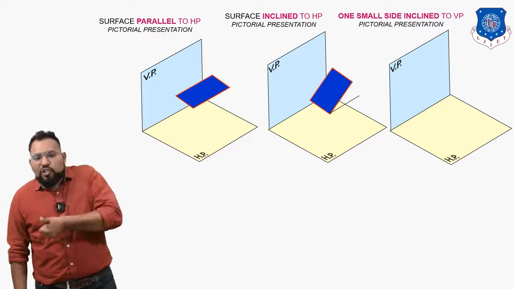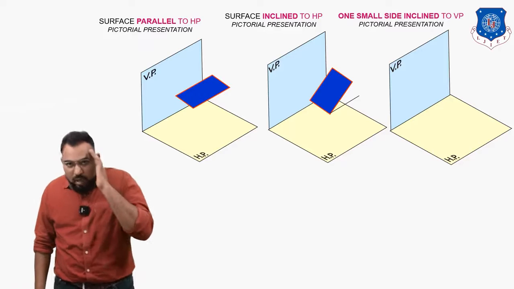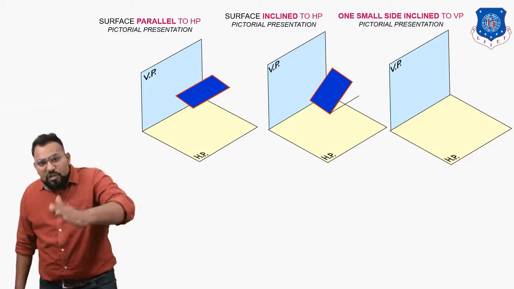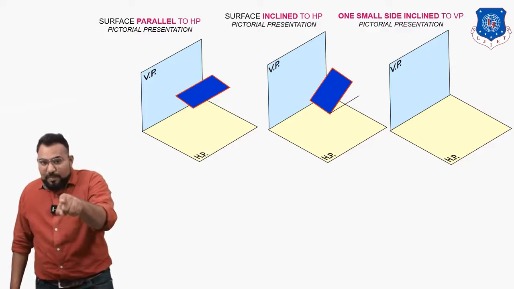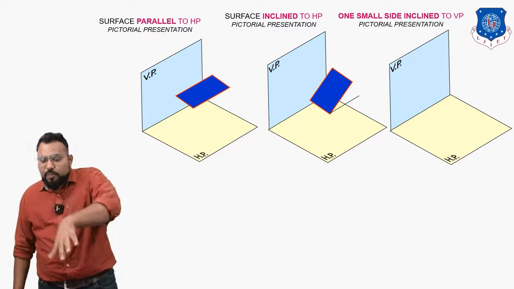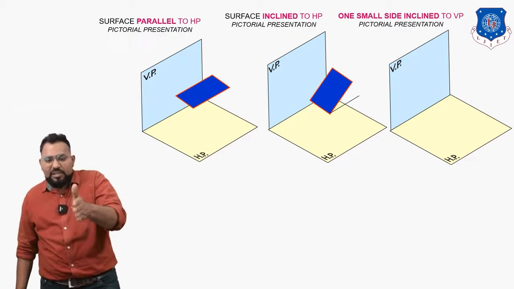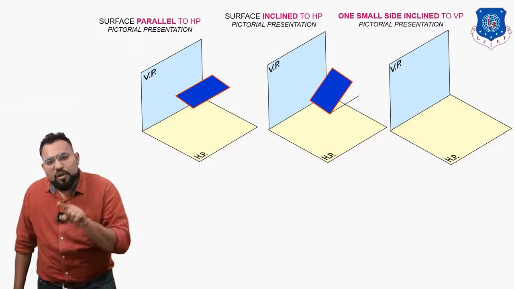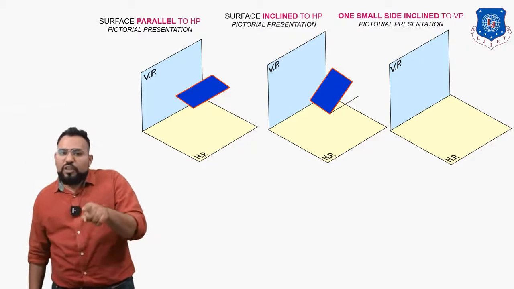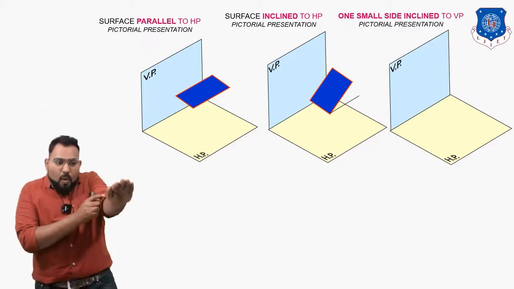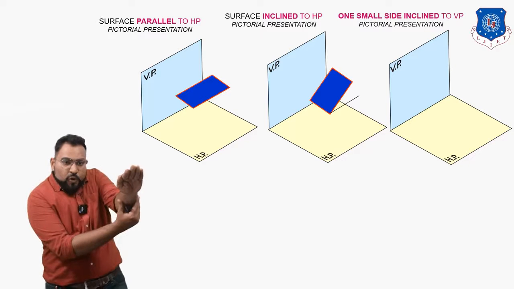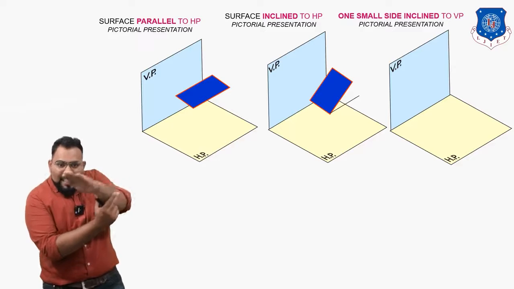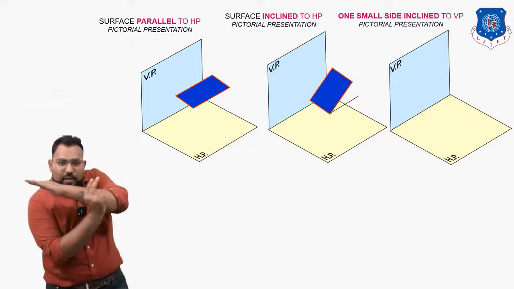Now in the third pictorial presentation, what am I going to do? Remember very carefully, I am going to keep the inclination with HP the same. In the second pictorial presentation, you have a surface having inclination with HP. So in the third, I am going to keep the HP angle the same, but I am going to rotate this figure a little bit, like this, so that it makes an angle with VP.